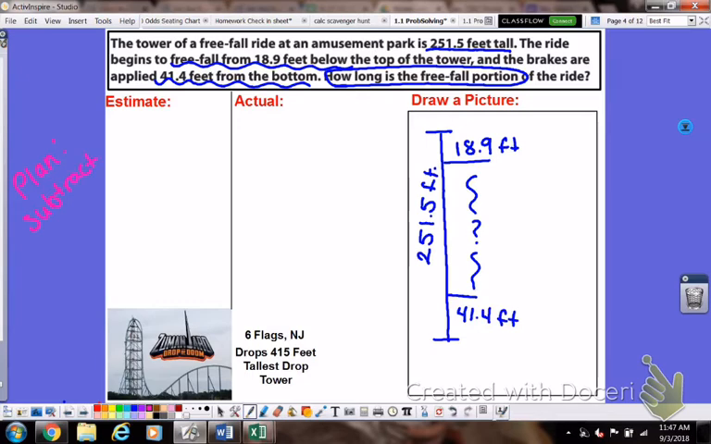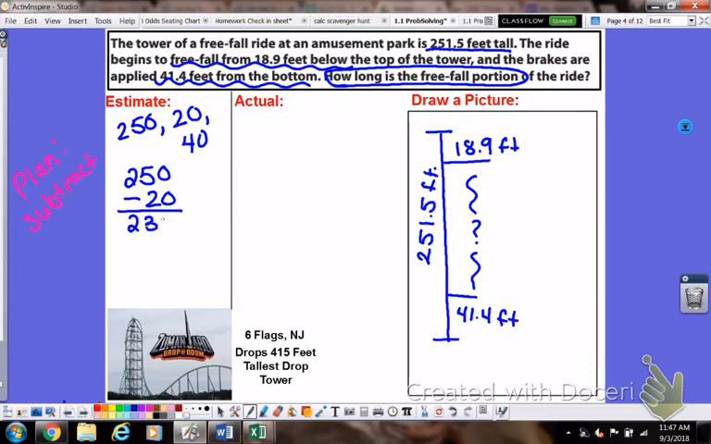Now, in order to check our answer, we want to do a quick estimate. So 251.5 feet is about 250 feet. 18.9 is about 20. And 41.4 is about 40. So there's our estimate numbers. So we're starting with 250 feet, and we're going to take off or subtract that top portion.